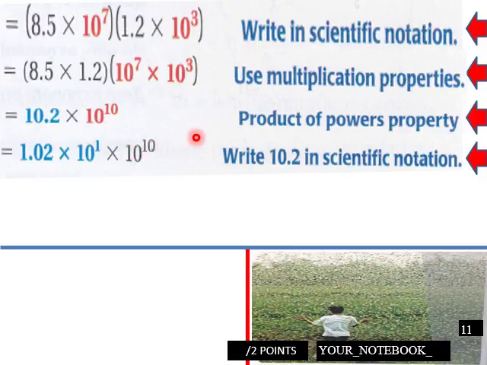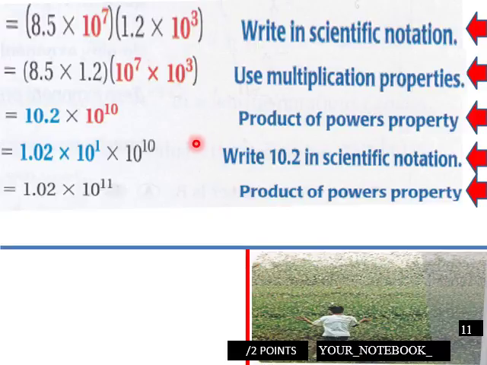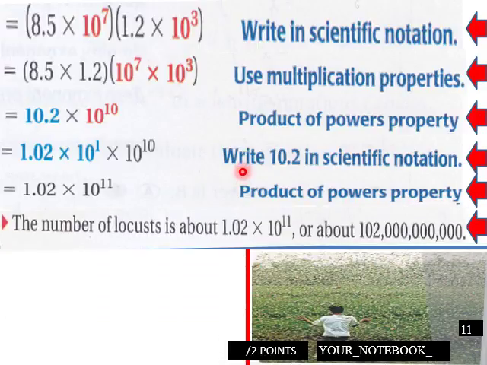Okay, you get that? You should. If not, ask your teacher. So 1.02 times 10 to the 11th, that's the product of powers here. What is that? Number of locusts is 1.02 times 10 to the 11th, about this humongous number here. I don't know what that is. It's like a hundred and two thousand million, I think it's trillion. That's humongous. 1.02 times 10 to the 11th.